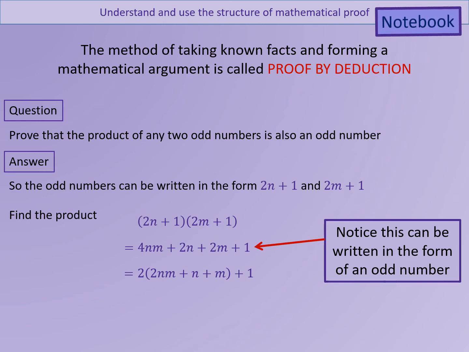So you could show that it represents an odd number by taking that multiple of 2 out and writing it as a general odd number. And that would be enough for the proof, and we would say that it's been proved.